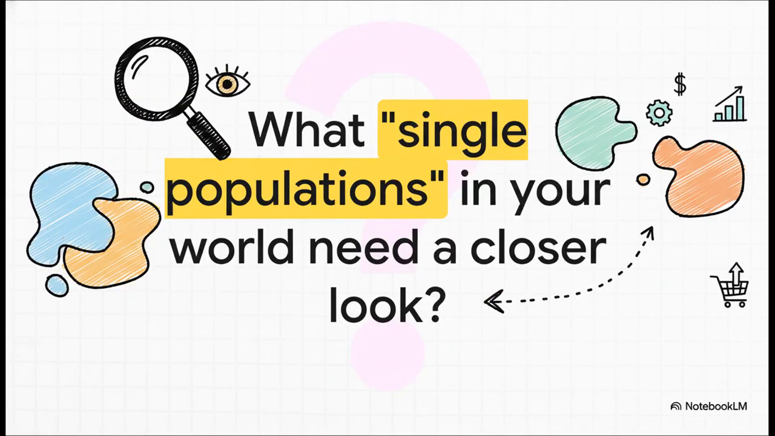So, I'll leave you with a question to chew on. Think about your own work, whether you're in audit, finance, whatever. What big, messy, single populations have you been treating as one thing when deep down you know they probably need to be broken apart? What needs a closer look?